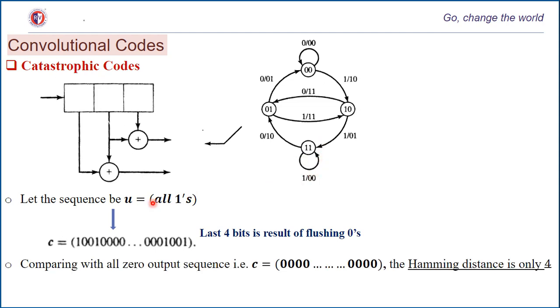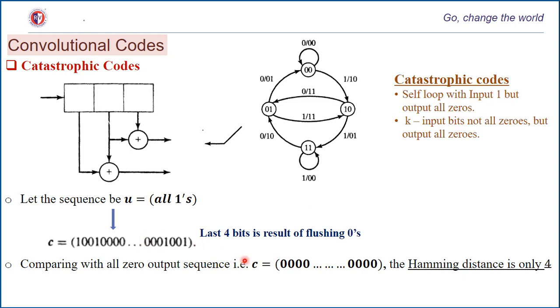Okay. So if you compare this sequence with the all 0 output sequence, the difference between these two is only in 4 bits. This one, and these two ones. So the Hamming distance between these two code sequences is just 4. Hamming distance is nothing but the number of bits in which two sequences are different. So compared with the all 0 output sequence, the Hamming distance is only 4.